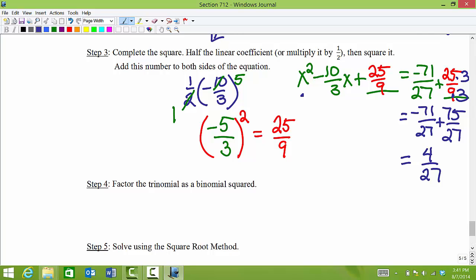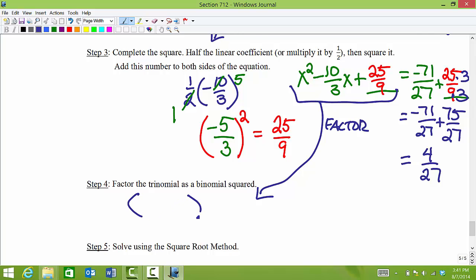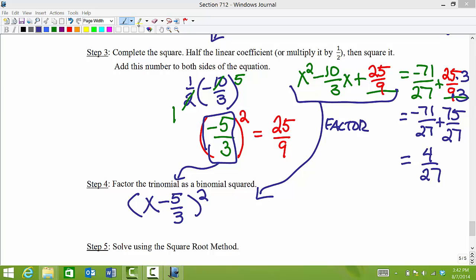So we've completed our perfect square trinomial, and now we want to actually factor that. Remember that when I go to factor this perfect square trinomial, we already know how it factors. It factors as a binomial squared. Put the variable inside, and where is the half that we took? It's right here. We always include the half that we took, including the sign. We took half of negative 10 over 3, which was negative, so inside will go negative 5 over 3. Equals our constant 4 over 27.